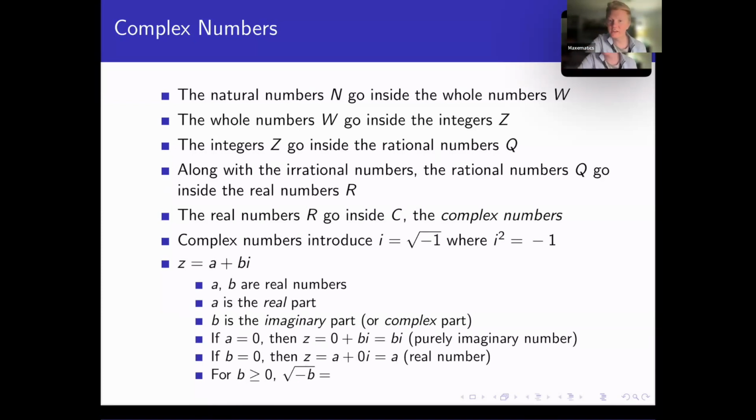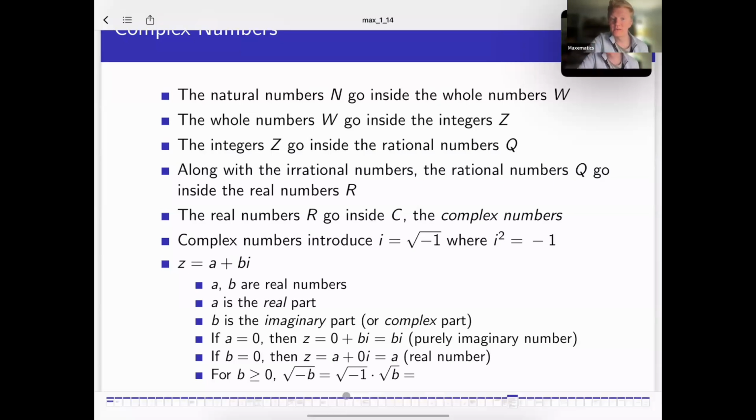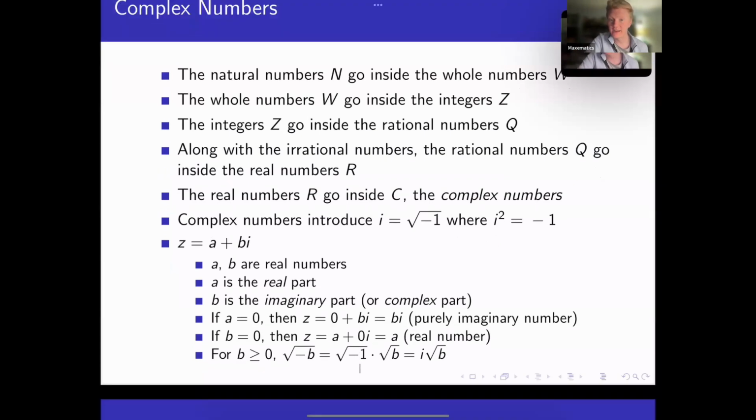Okay, square root of negative b, we separate this by saying square root of negative 1 times square root of b, right? Breaking up the product. And then square root of negative 1 is just i. So we say this is i square root of b.